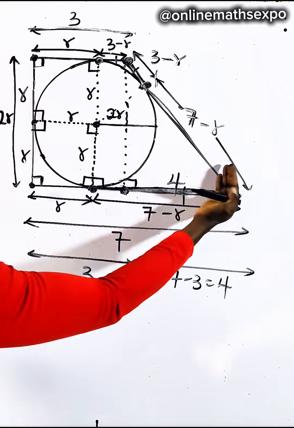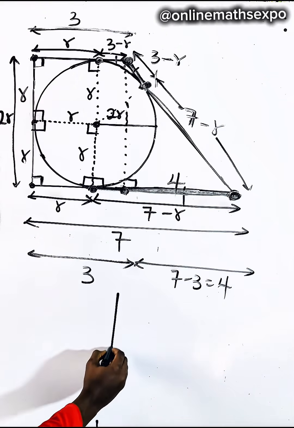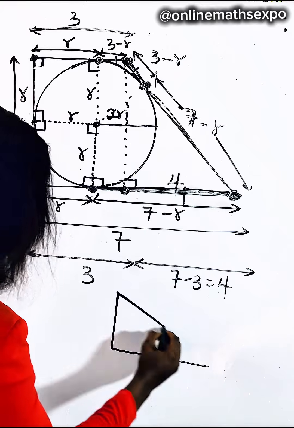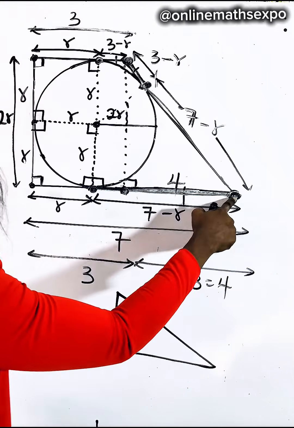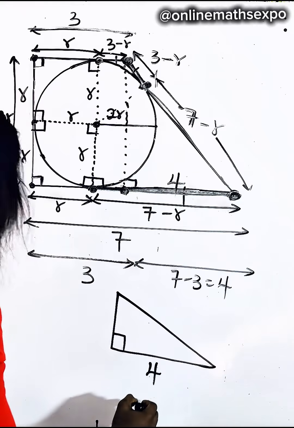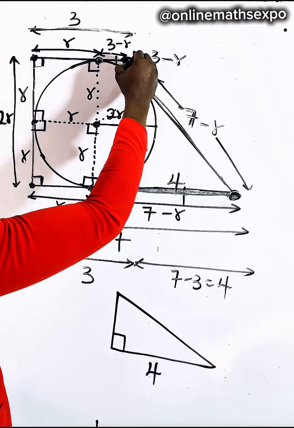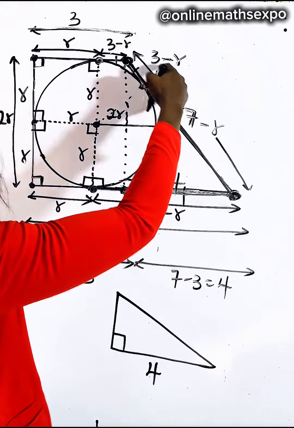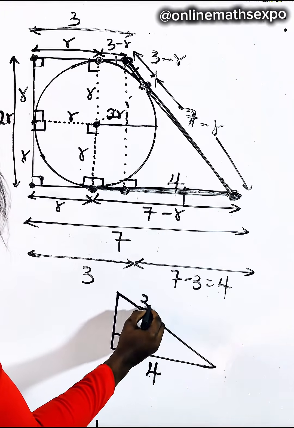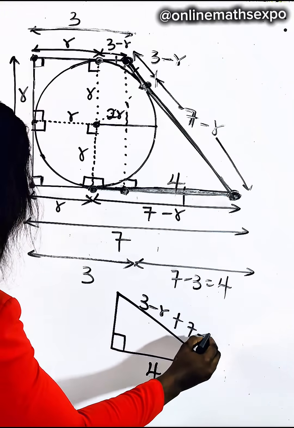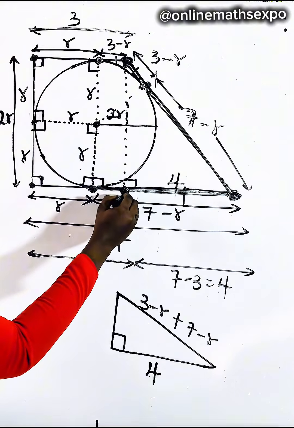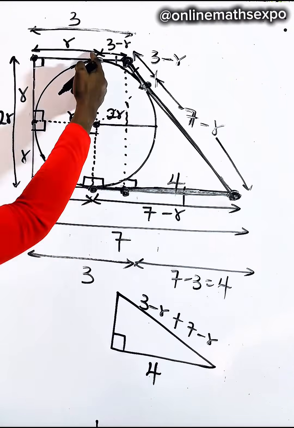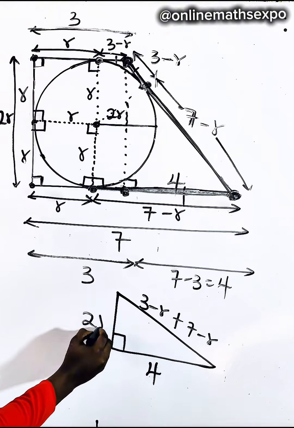So bringing out this part of the shape, this is what we have. Remember, it's right angles here. From here to this end, we got 4 units. From this length down to this length is the summation of this. So we have 3 minus r plus 7 minus r for this total length. And from here down to this part is the summation of our radius, which is 2r.